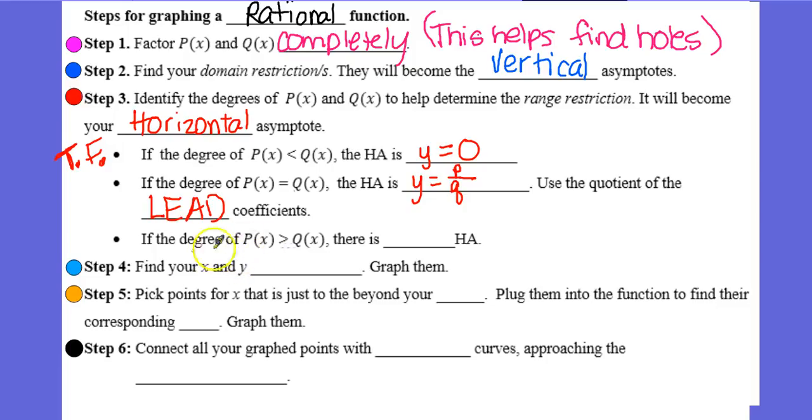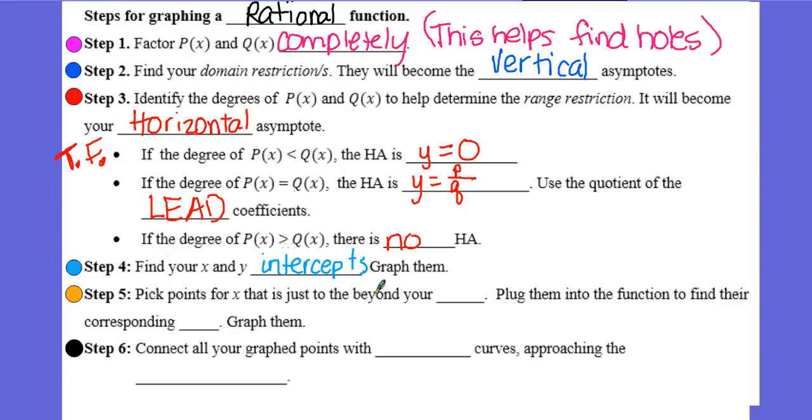And then, if the degree of your numerator is greater than the degree of the denominator, there is no horizontal asymptote. That means that we'll have a slant asymptote or a diagonal asymptote. We won't learn those this year. They only barely do them a little bit in pre-calc. All right. Then the next step, we're now on to finding critical points. And the most crucial ones are typically your x and y intercepts.